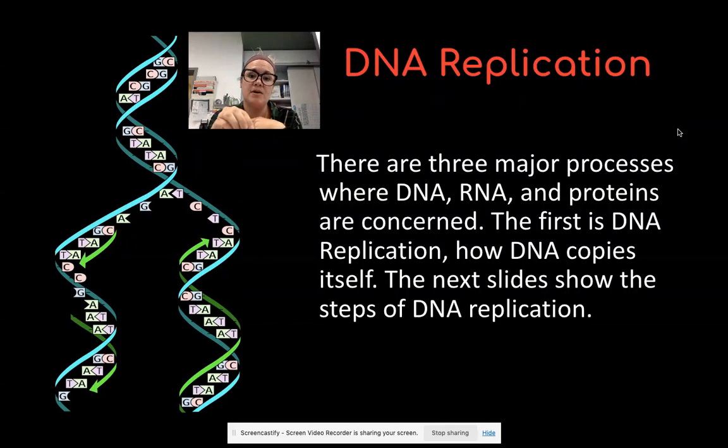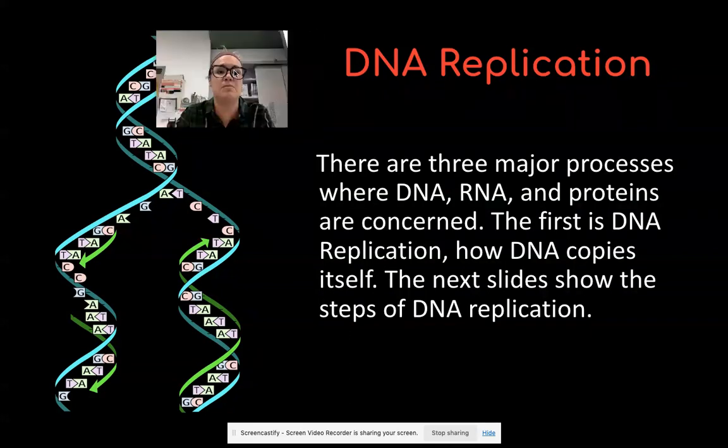There are three major processes where DNA, RNA, and proteins are concerned, and the first is DNA replication. This is how DNA copies itself. The next slides show the steps of DNA replication, so you can actually draw, and I'll talk you through a little bit of it.